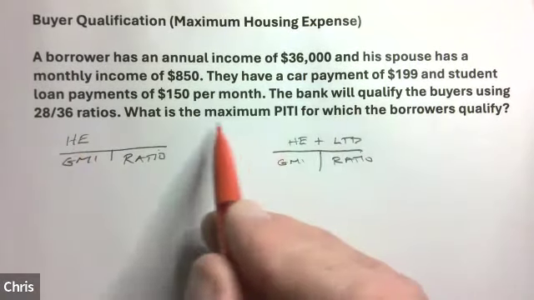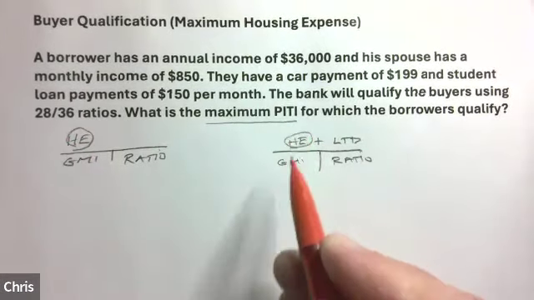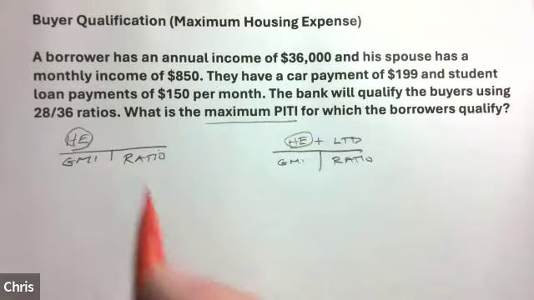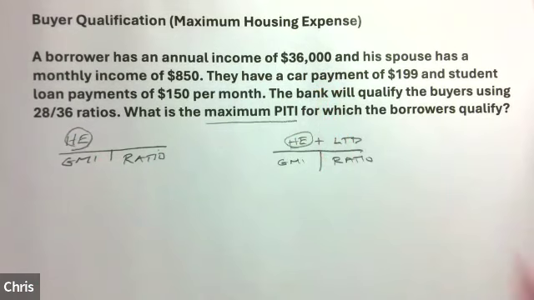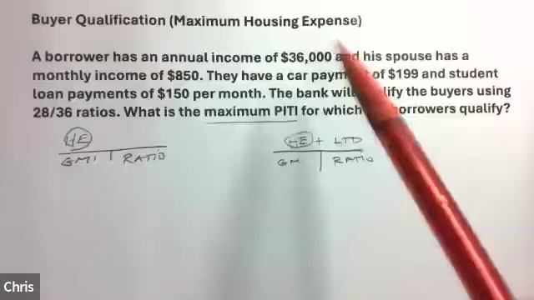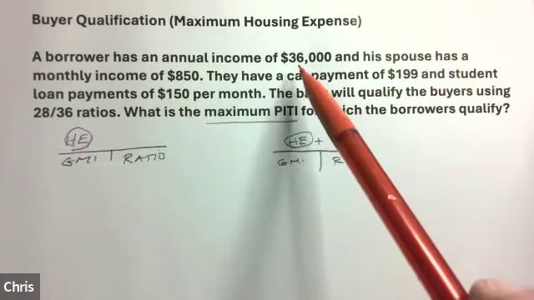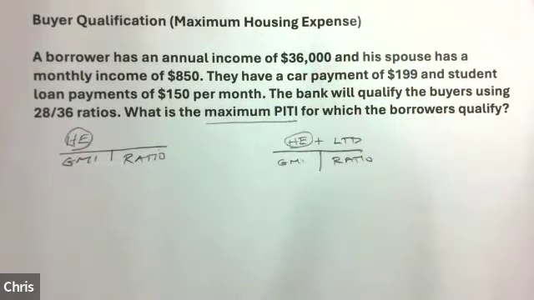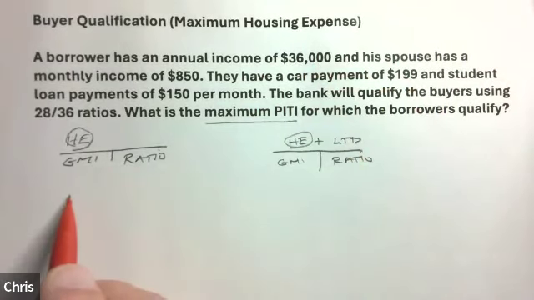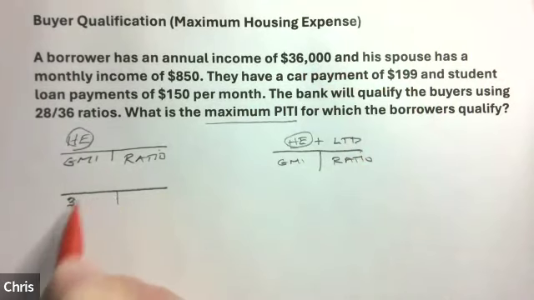PITI is what we're looking for here. And another word for PITI is housing expense. So there's the variable that we're looking for, okay? And to get there, we're given the gross monthly income. But notice how we're given the gross monthly income. He makes $36,000 a year and his spouse has a monthly income of $850. So we're blending things here to kind of confuse you. His annual income of 36,000, we'll divide that by 12 to see that he actually makes $3,000 per month, and his spouse adds $850 to it. So between the two of them, they make $3,850 per month.